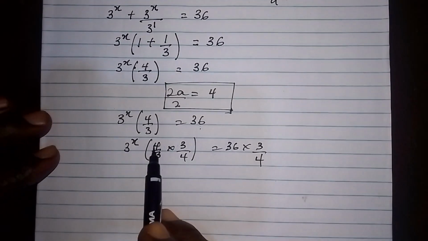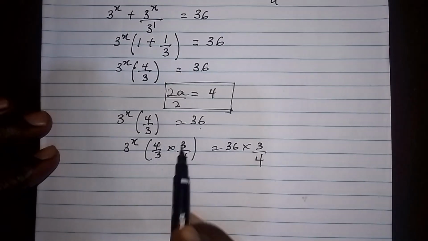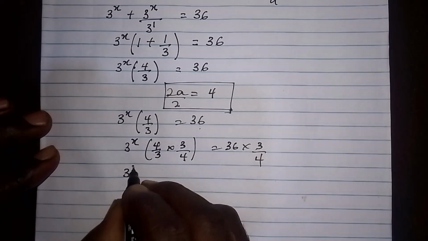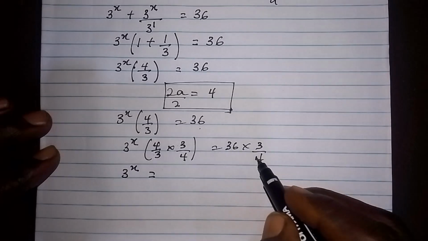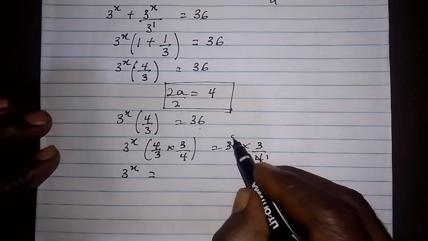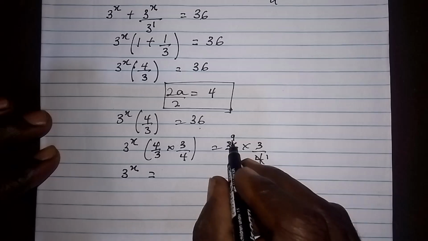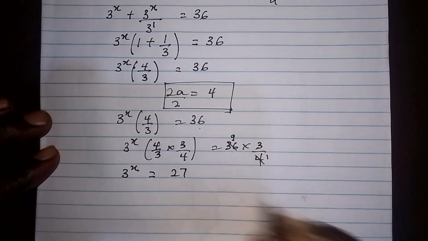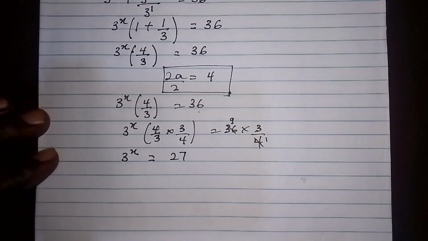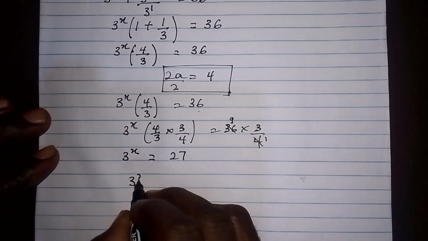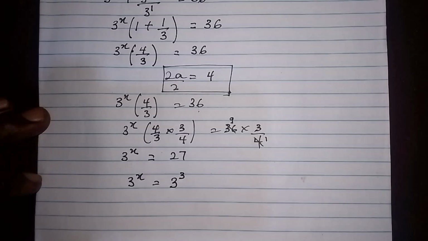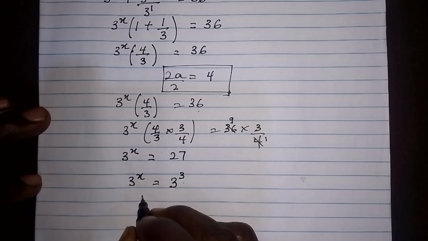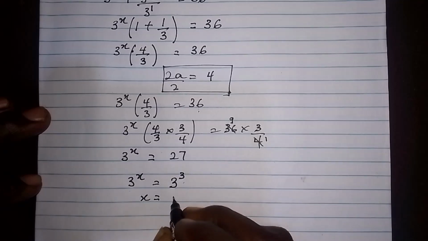From this, this will cancel this one, this will cancel this one, leaving 3 raised to the power x here equals, 4 goes into 36, 4 here 1, 4 here 9. I have 9 times 3, giving us 27. From this, 27 can be simplified as 3 raised to the power 3. Now 3 raised to the power 3 will give us 27. The bases are the same. Therefore, we can conclude that x is equal to 3.